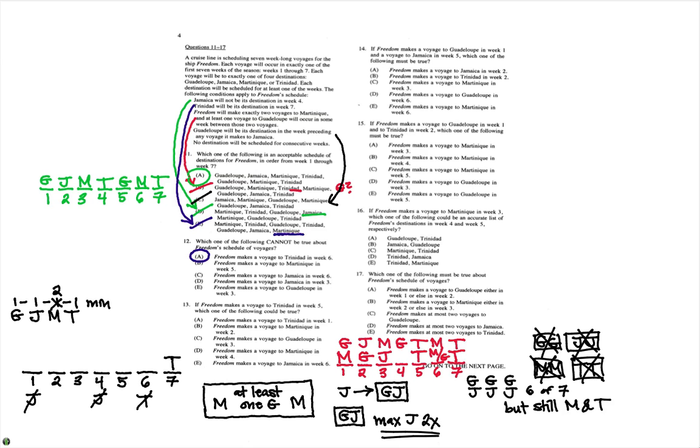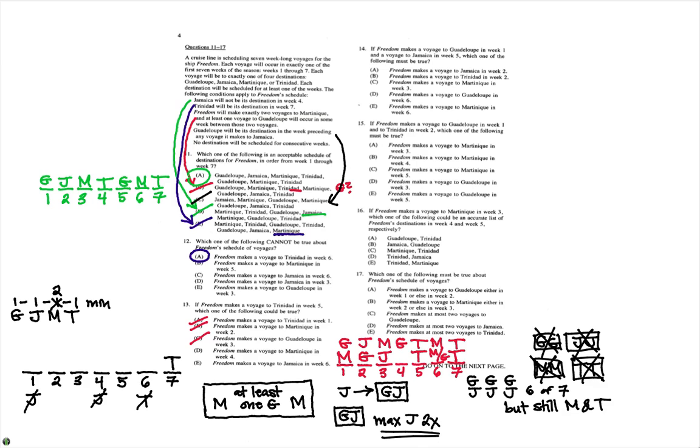We're looking for what could be true. A, Freedom makes a voyage to Trinidad in week 1. Impossible, either Guadeloupe or Martinique. B, Freedom makes a voyage to Martinique in week 2. Again, impossible, either Jamaica or Guadeloupe. C, Freedom makes a voyage to Guadeloupe in week 3. Again, impossible, either Martinique or Jamaica.